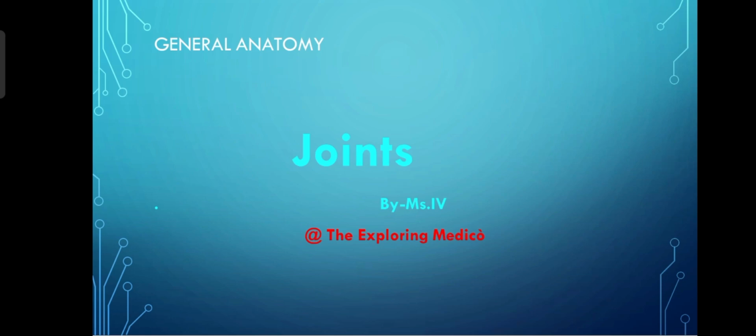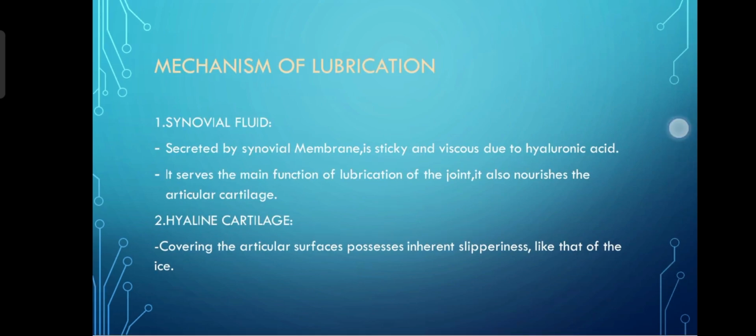So let's start with the mechanism of lubrication. First is synovial fluid, which is secreted by synovial membrane. It is sticky and viscous due to hyaluronic acid. It serves the main function of lubrication of the joint. It also nourishes the articular cartilage.